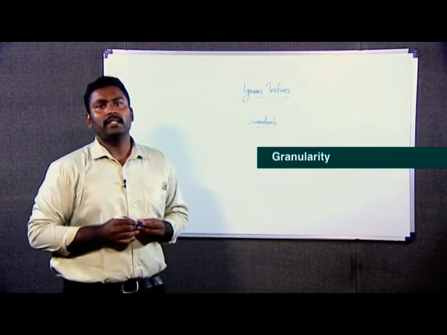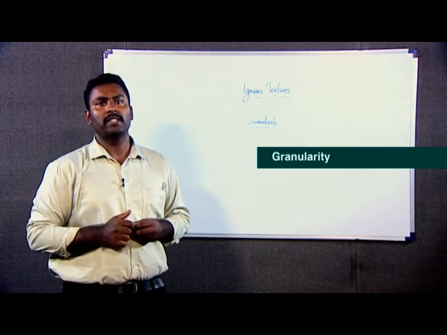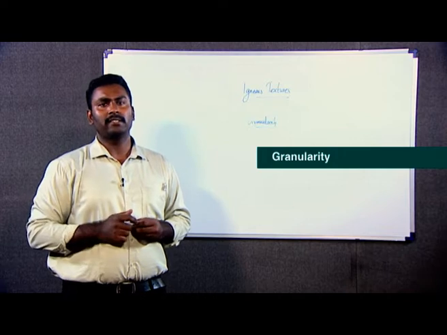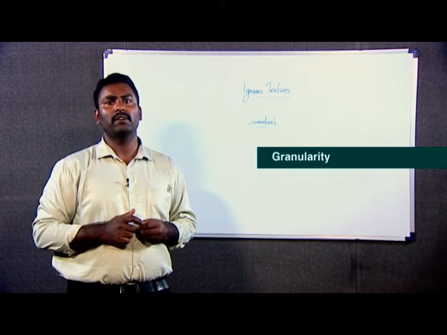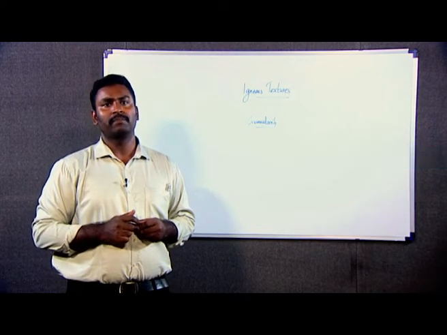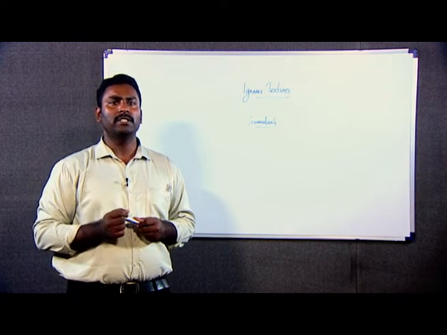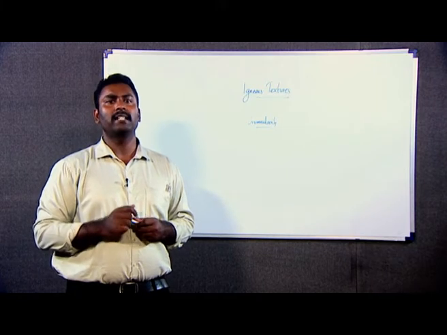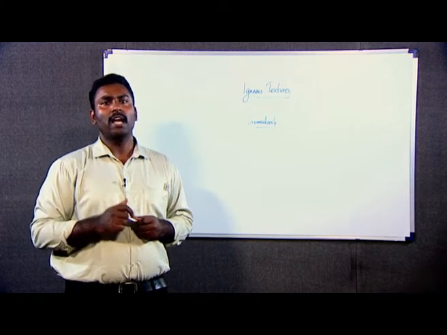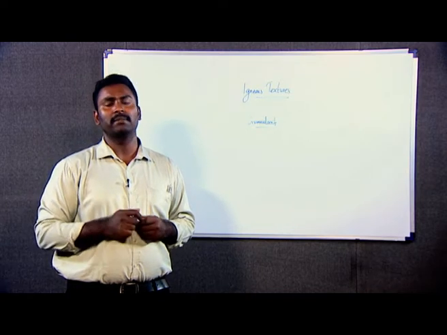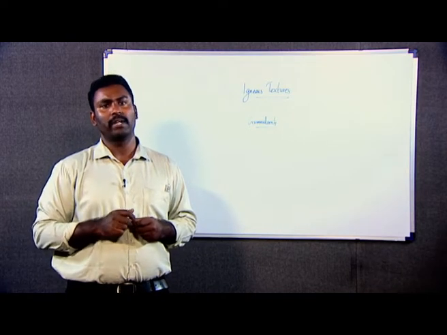So granularity refers to the absolute size of the crystals, and on the basis of granularity, the igneous textures are of two types: phaneric rocks and aphanitic rocks. Phaneric rocks are those rocks in which we can see the individual crystals with our naked eyes. Aphanitic rocks are those rocks in which we cannot see the individual grains with our naked eyes. We need the help of a microscope.